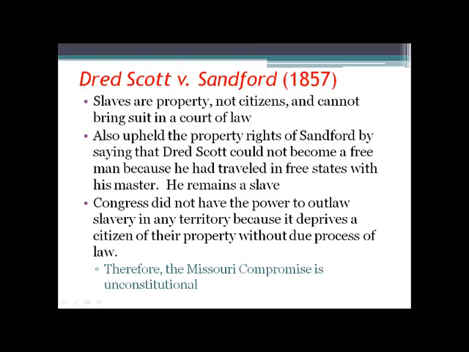The government upholds these property rights of Sandford by saying that Dred Scott could not become a free man just because he travels in free states with his master, and he remains a slave. Also, it goes further and says that Congress does not have the power to outlaw slavery in any territory, because if I step across this line, that doesn't mean that you can deprive me of my property without due process of law. So therefore, it says the Missouri Compromise of 1820 is unconstitutional.